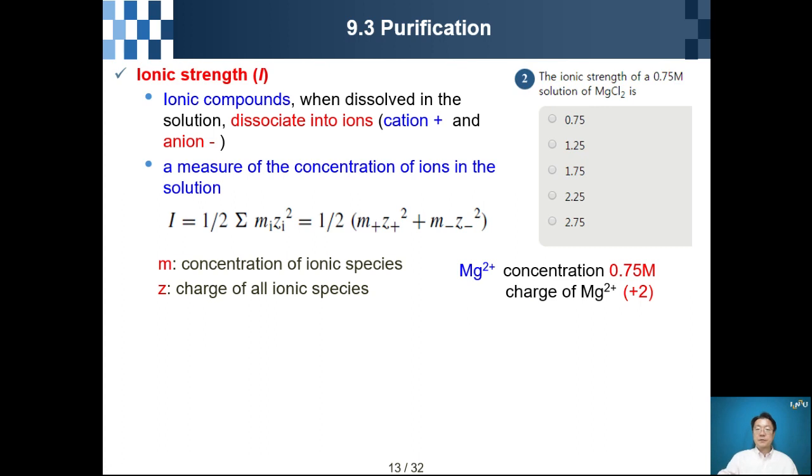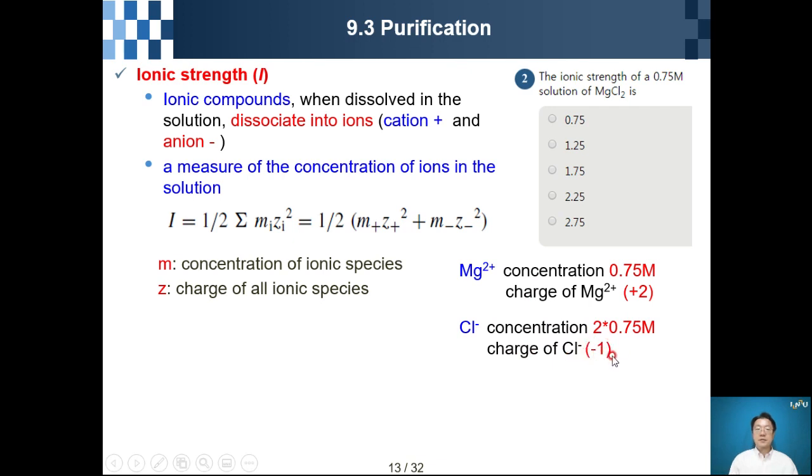MgCl2 is dissociated into Mg2+ and Cl-. So what will be the concentration of the Mg2+? It will be 0.75 mole. How about the charge of the Mg2+? It will be +2. How about Cl-? What is the concentration of Cl-? Because there is Cl2, if the MgCl2 is dissolved in the solution, it will make 2 Cl. So the concentration is 2 multiplied by 0.75 mole. What is the charge of Cl-? It will be -1.